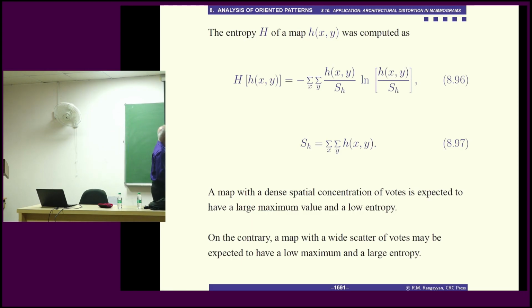On the contrary, a map with a wide scatter of votes may be expected to have a low maximum and large entropy. The question is, we got a map. Is there one strong point where I can say that is a node? Or have the votes been cast at multiple different points? It's a scatter, so there is no real node. That is what we want to distinguish here. So for that, we use the entropy.